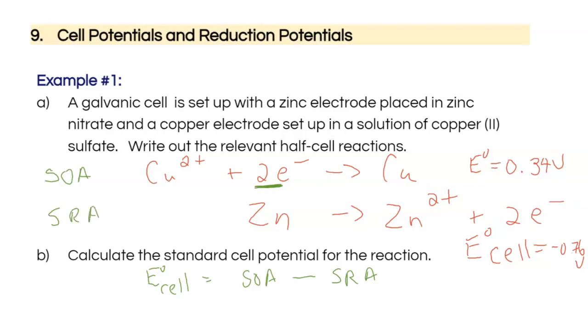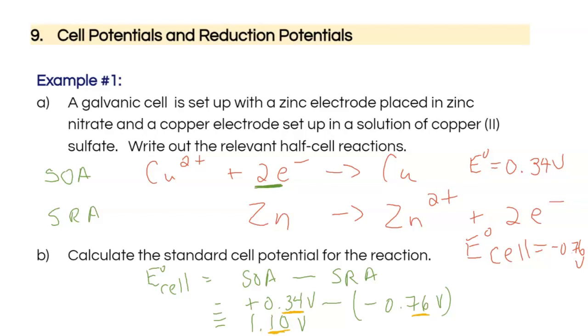So now I just simply have to substitute those values in. I've got positive 0.34 volts minus negative 0.76 volts, giving me an overall value of 1.10 volts. Just to mention, if we're looking at significant digits, when you're adding or subtracting, you want to conserve the number of decimal places of the value with the fewest. I've got 2 decimal places and 2 decimal places. That's why I've written this as 1.10 volts.